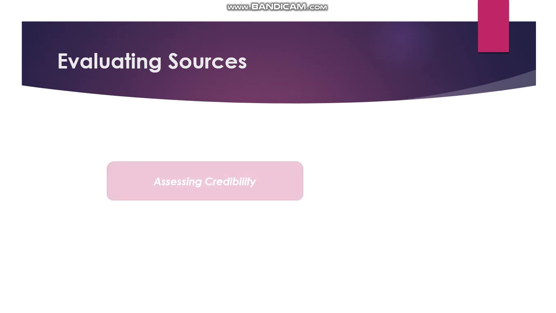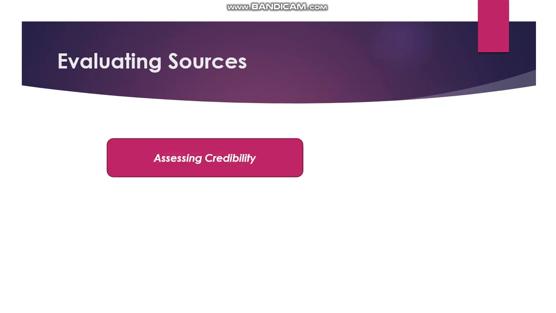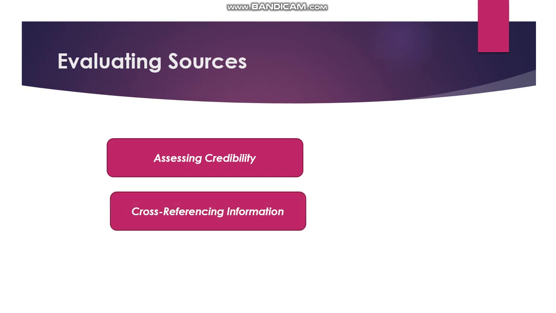And the fourth section is evaluating sources. In this section, the first step is assessing credibility. Critical thinking is key. Evaluate the credibility of sources, check the author's credentials, publication date, and the publisher, and watch for bias and objectivity. The second step is cross-referencing information from multiple sources. This helps ensure accuracy and provides a well-rounded understanding of your topic.